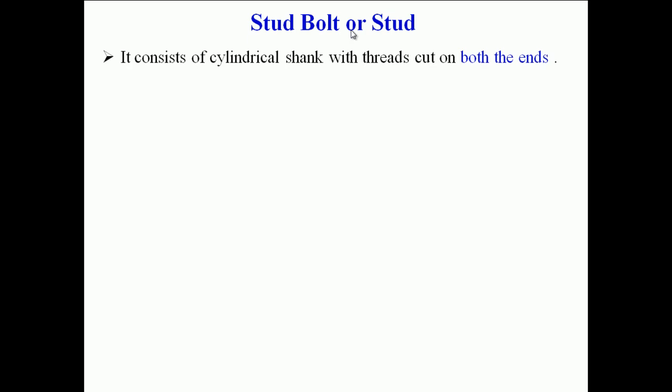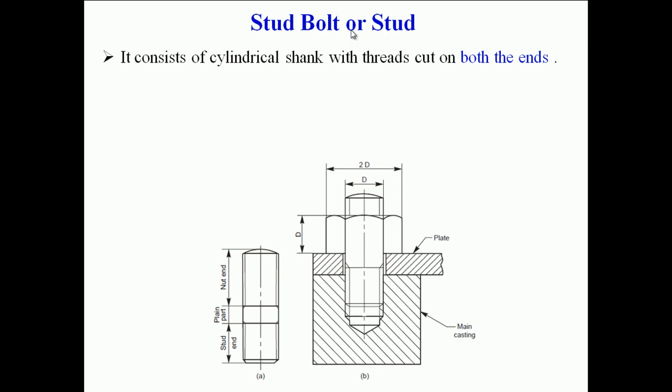Next one is stud bolt, or it can be called a stud. It consists of a cylindrical shank with threads cut on both the ends. So you can see the schematic diagram. A is a stud bolt or stud, and B is the assembly of two parts by using the stud bolt.